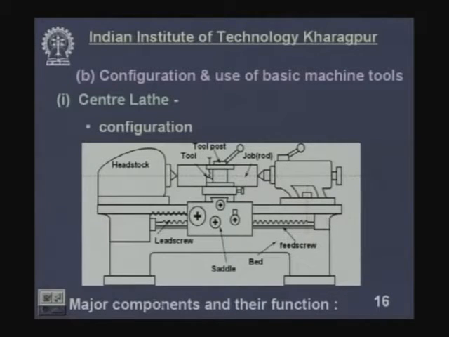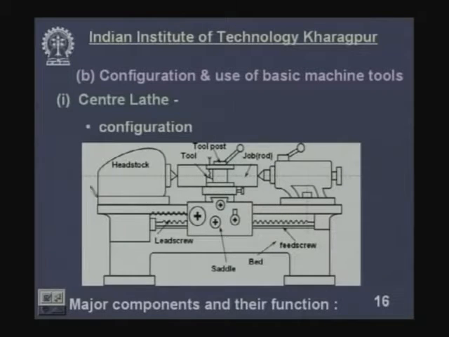Now, what are the major components? Before we go into the components, let us see the workpiece. This is the workpiece, and this is the cutting tool which moves parallel to the axis, the feed motion, and the job rotates about its axis. So, the job is subject to rotation and the tool to axial motion.